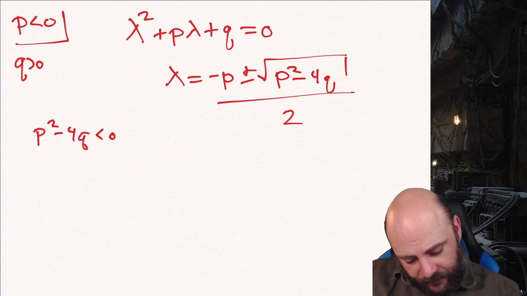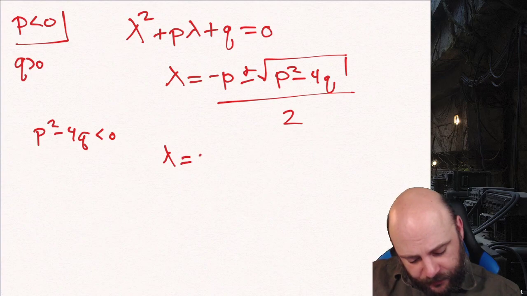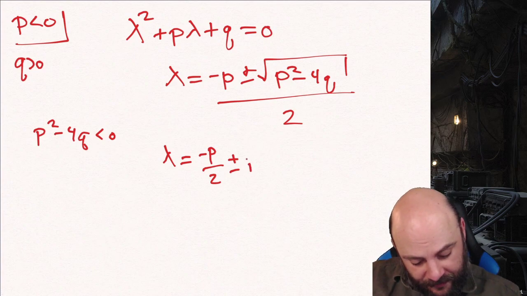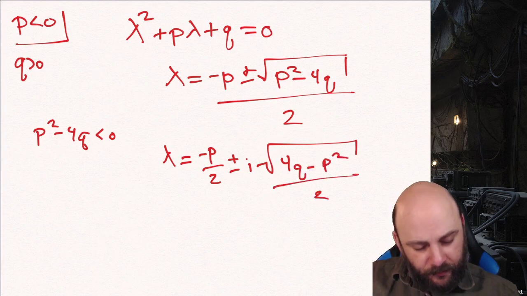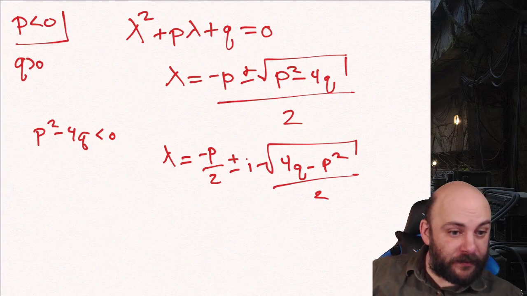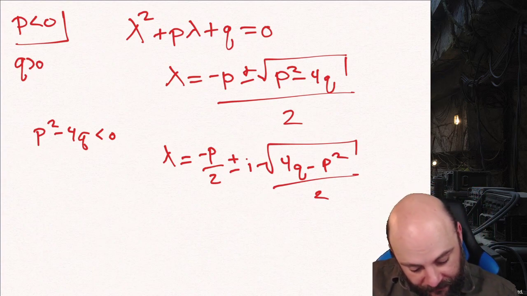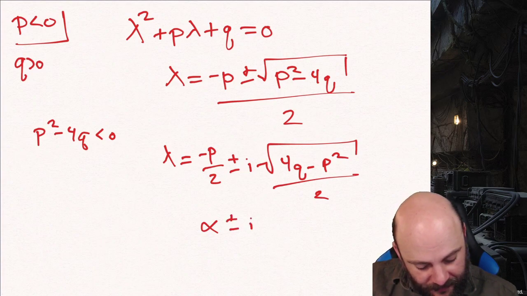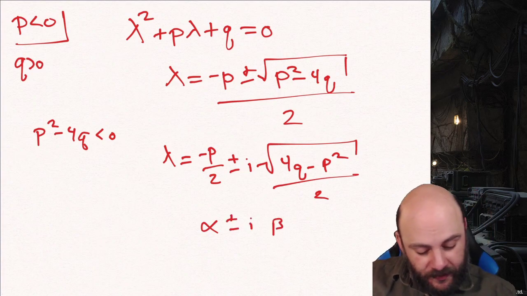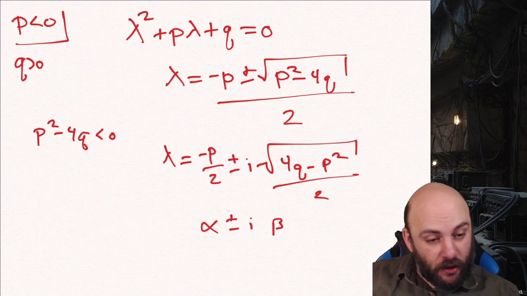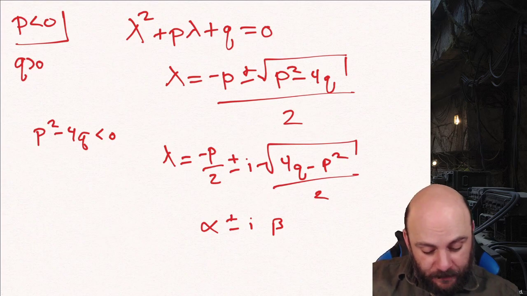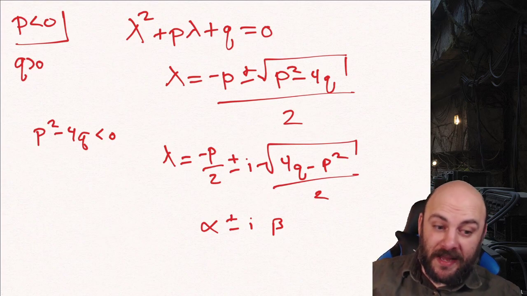If that's negative, then my lambdas are going to be equal to negative P over 2 plus or minus i times the square root. Since I've pulled an i out, I have to change the order of what's inside the square root to have that negative 1 that I was able to take the square root of. So now I have an alpha plus or minus i beta. What's important? Beta is a positive number. Alpha, in this case, is also a positive number, because P is negative, so negative P is positive.